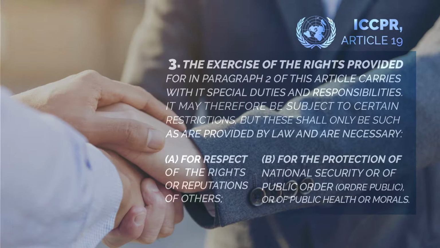For instance, Article 19 of the International Covenant on Civil and Political Rights states the exercise of the rights provided for in paragraph 2, the one that we've explored in the previous segment, carries with it special duties and responsibilities. It may therefore be subject to certain restrictions, but these shall only be such as are provided by law and are necessary for (a) respect of the rights or reputation of others, and (b) for the protection of national security or of public order, ordre public, or of public health or morals.